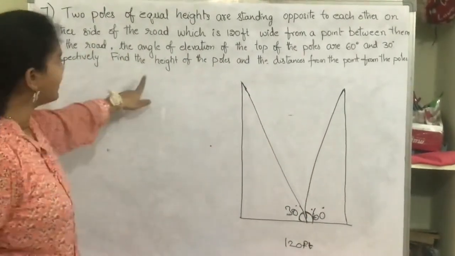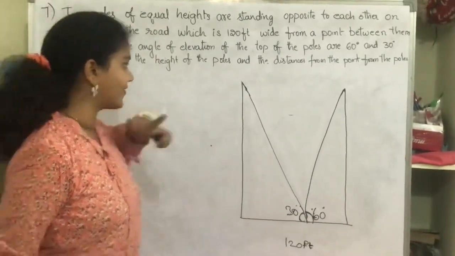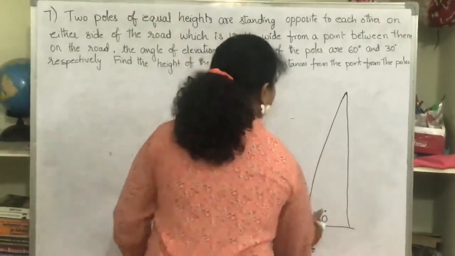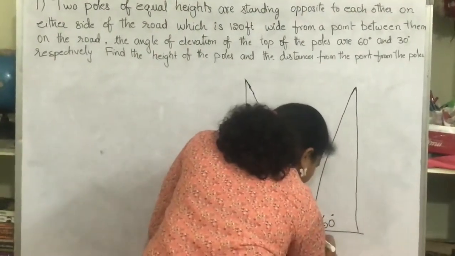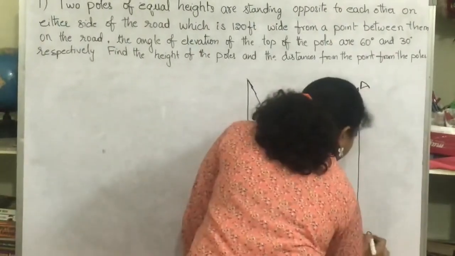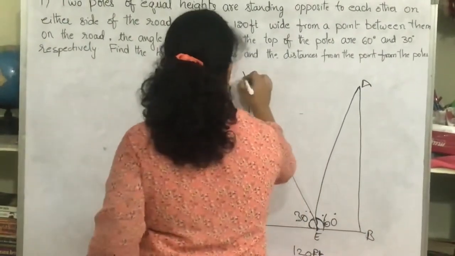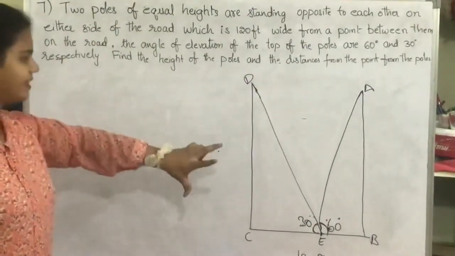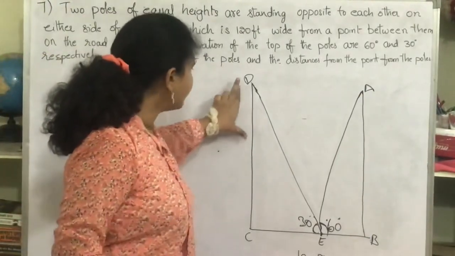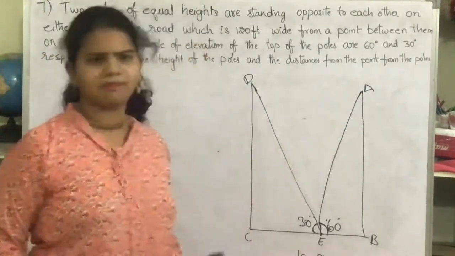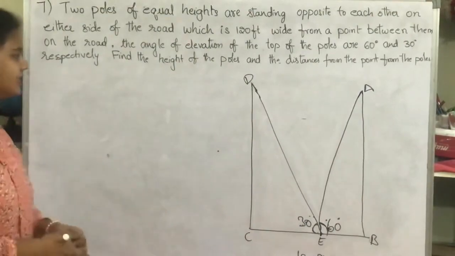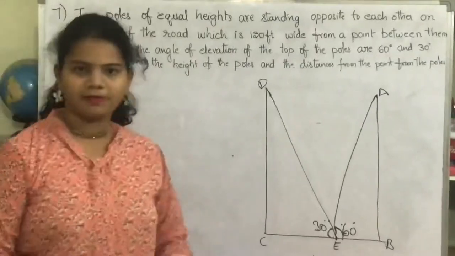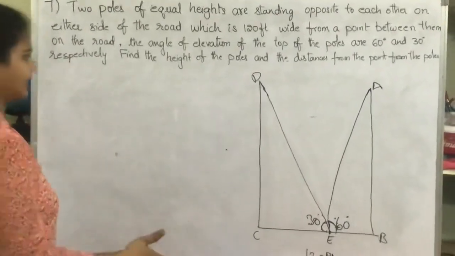Now find the height of the poles and the distance of the point from the poles. Let the points be E, A, B, C, D. We need to find the height of the poles. If we find the height of DC, and imagine DC as 6 meters, then obviously AB will also be of the same length.